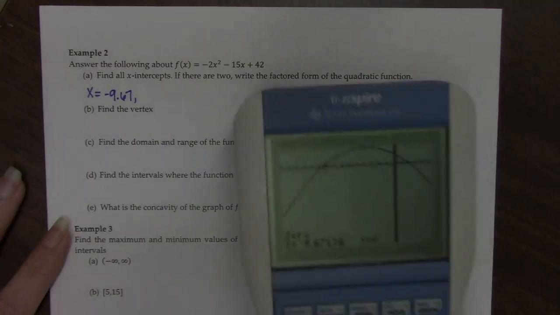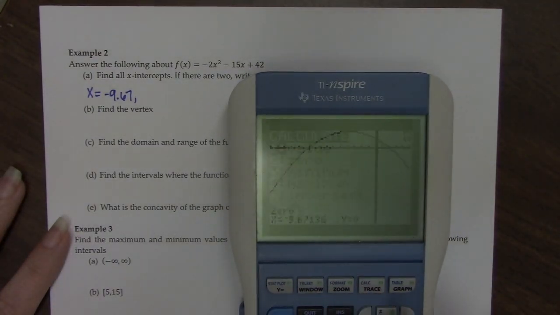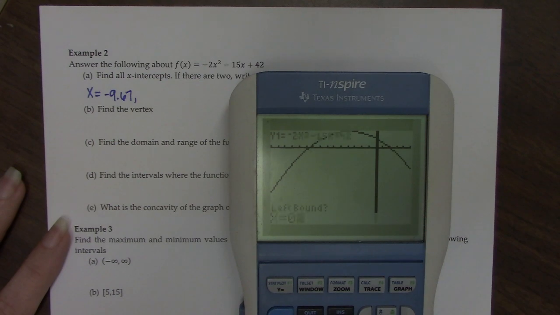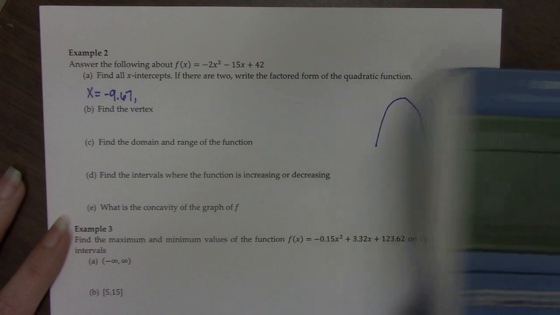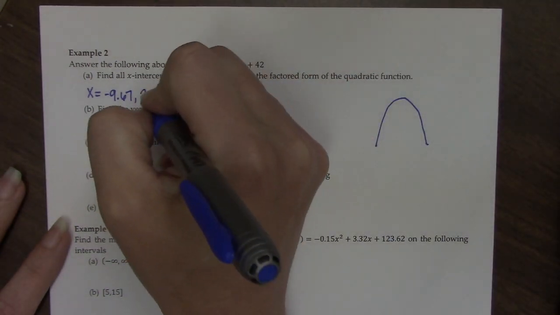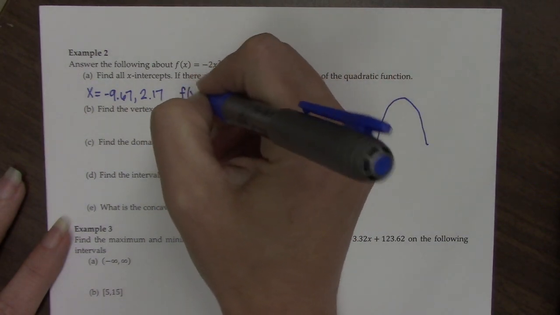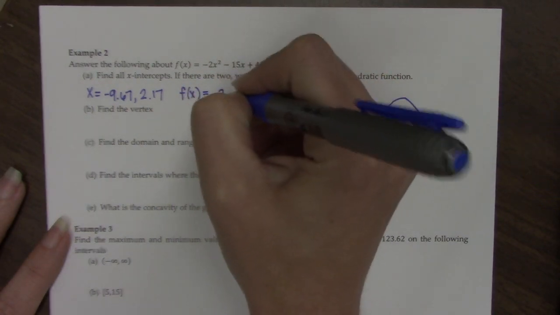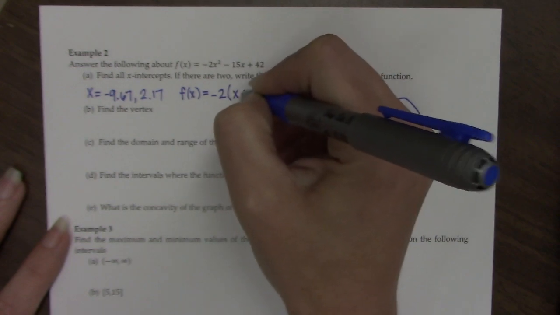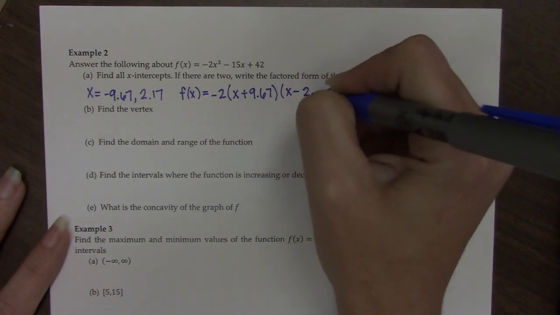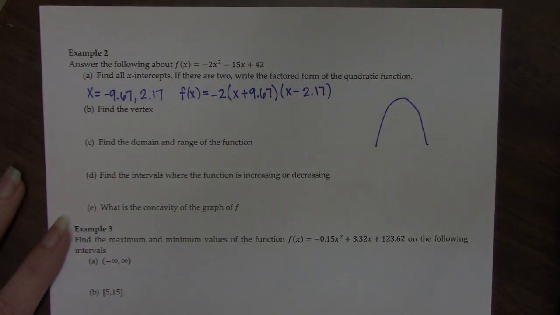Now we know there's a second one, so let's go in and get that one. So second, calculate, 0. This time I'm going to start at 0 and go over to 5. So 0 to 5. And I get 2.17. So once again, we want to write this in factored form. So I pull down my a value, and I'm going to get negative 2 times x plus 9.67 times x minus 2.17.